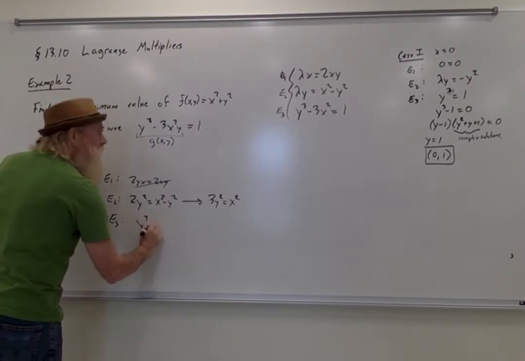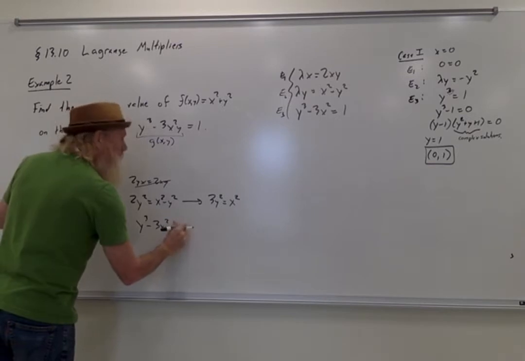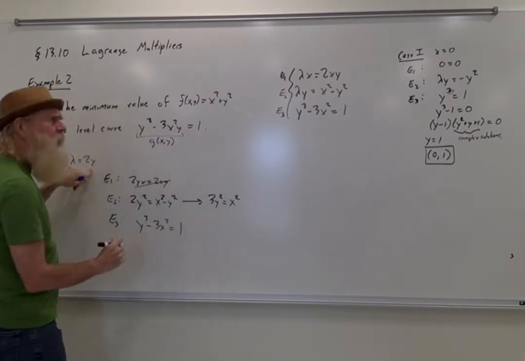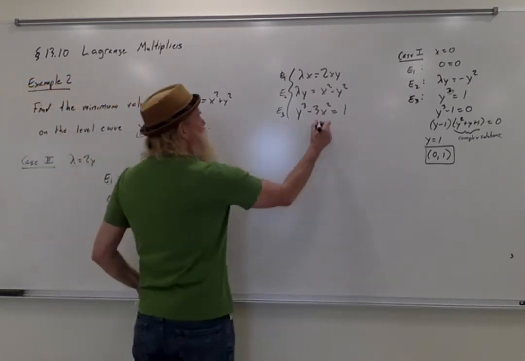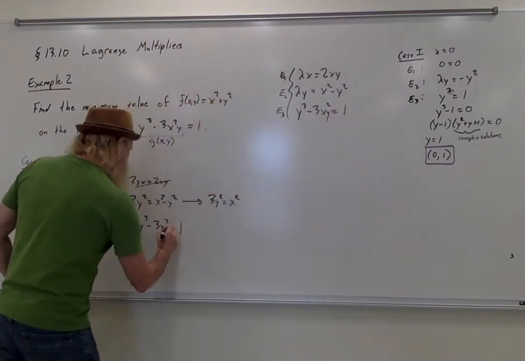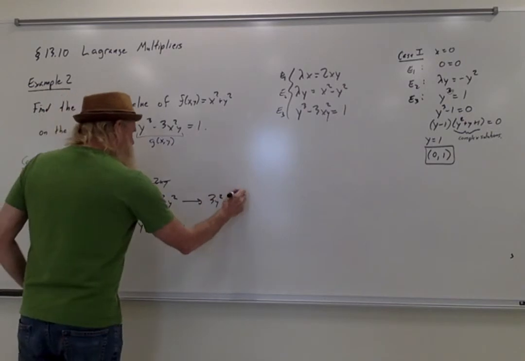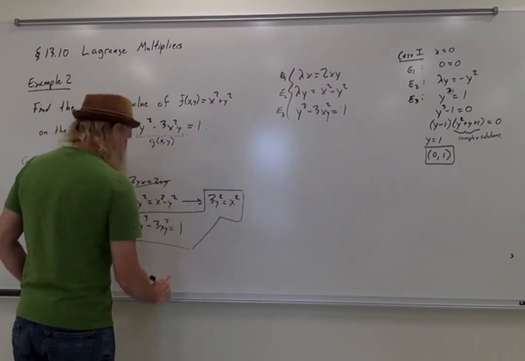Y cubed minus 3x squared y equals 1. I'm just checking to make sure I copied that right. No, it's y cubed minus 3x squared y equals 1. There we go. So basically we're looking at this system of two equations in two variables.